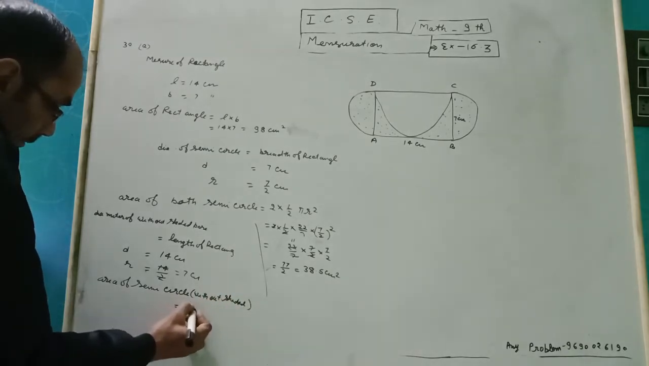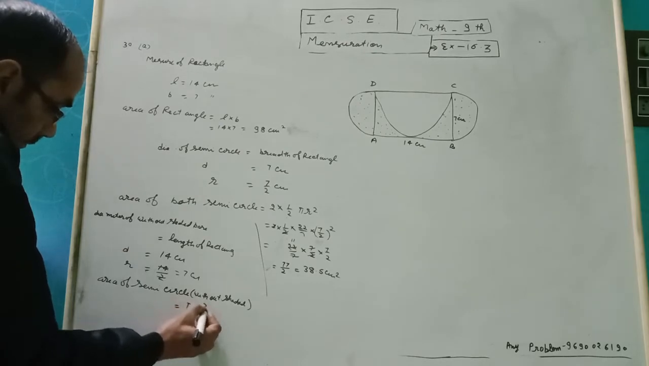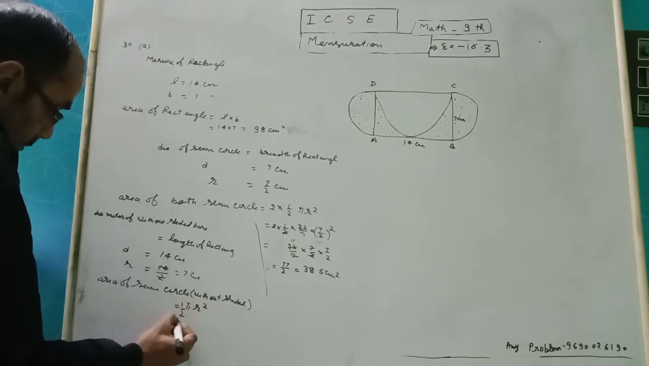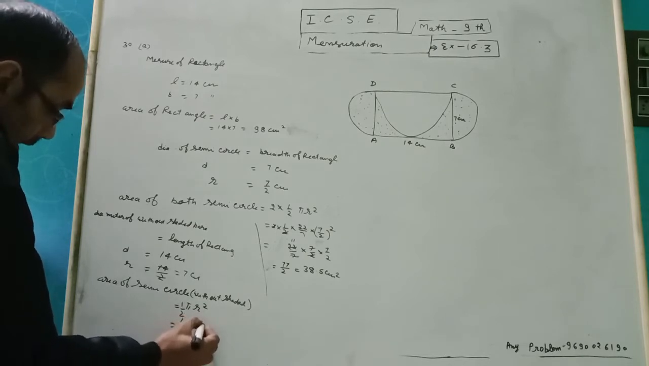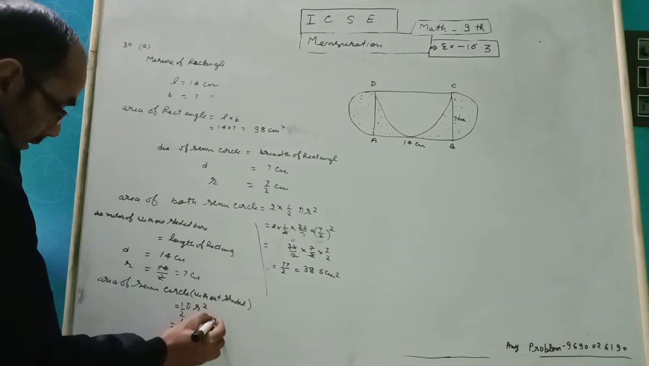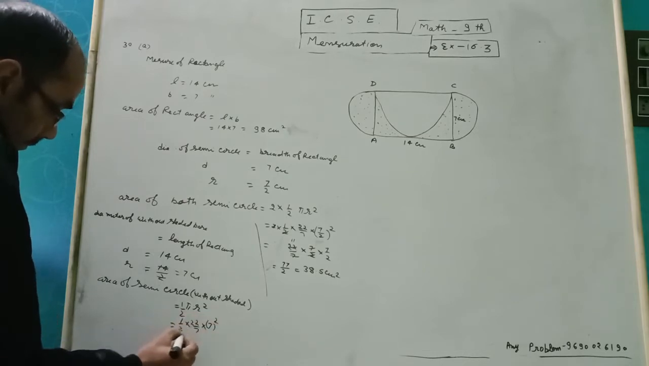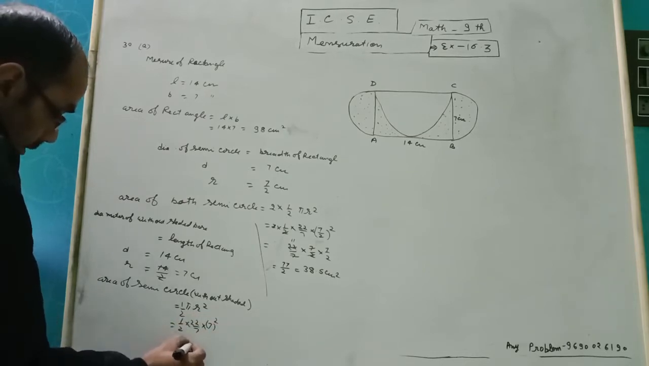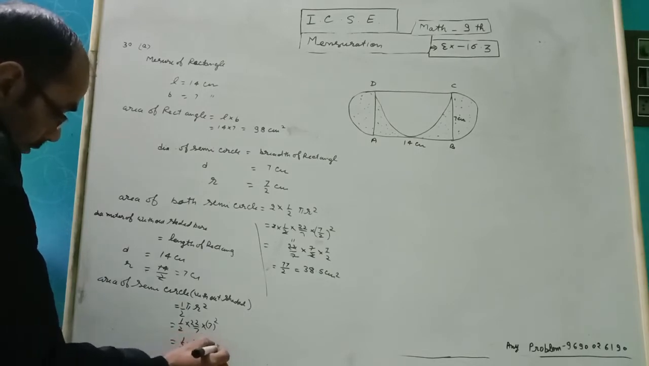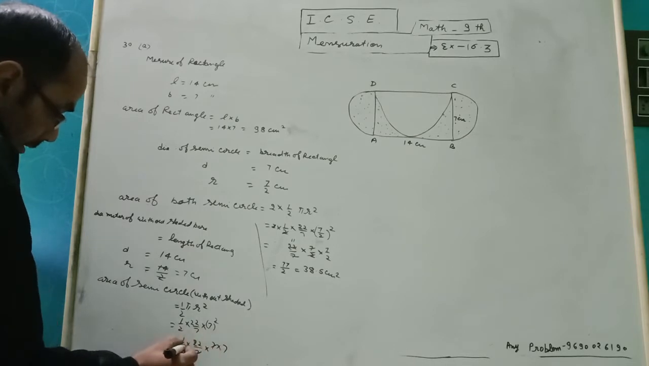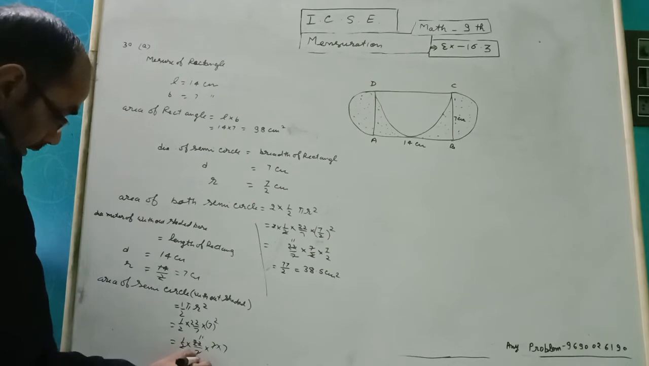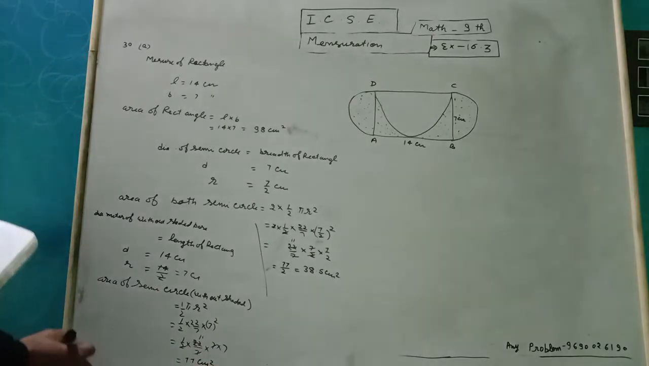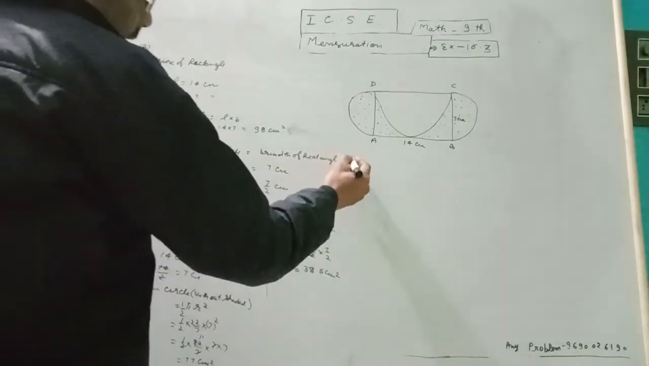Pi r square, 1/2 into 22 upon 7 into 7 square. 1/2, 22 upon 7, 7 into 7, 7 divided by 7, 2 divided by 11, 11 into 7. 77 centimeter square is the without shaded part.